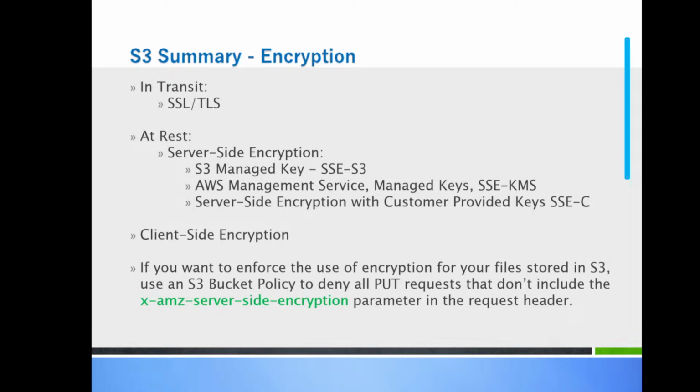If you want to enforce the use of encryption for files stored in S3, so if anybody is uploading data and you want to make sure that they select some type of encryption, you can go with the bucket policy. You can update your bucket policy and deny the request if anybody is not passing the encryption parameter, which is server side encryption, x-amz-server-side-encryption. That should be coming in the header.